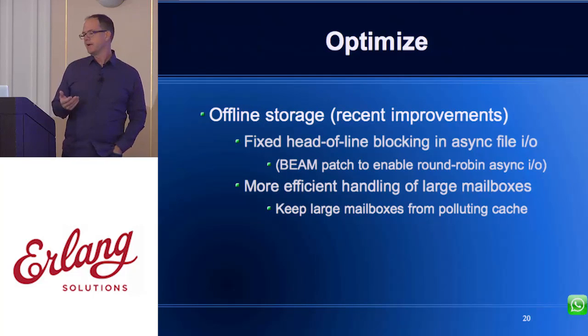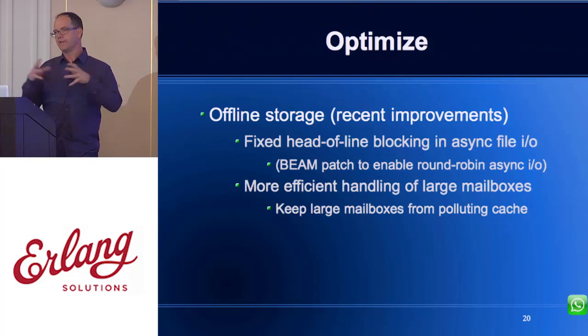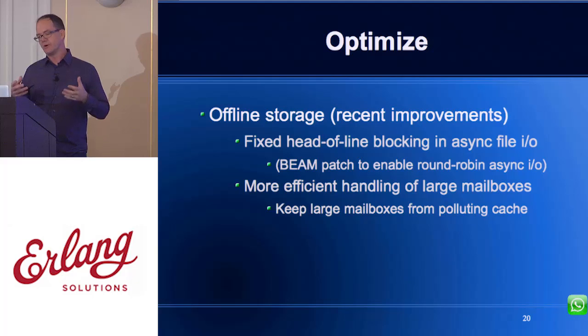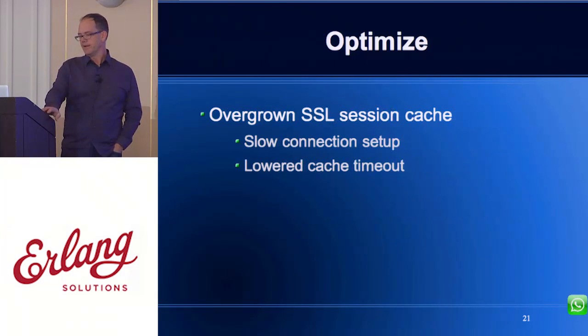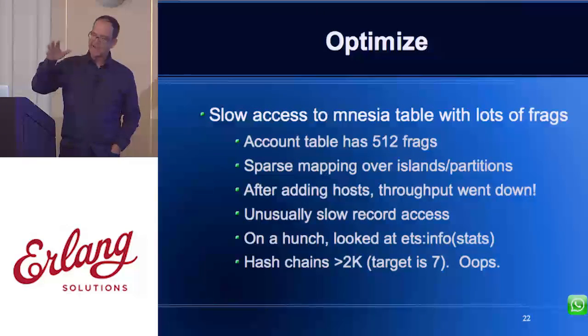And finally, we got better at handling large mailboxes. We found that very large mailboxes, people who are in a tremendous amount of groups and are getting thousands of messages per hour, were polluting the cache and really slowing things down. So by evicting and keeping large mailboxes out of the cache, it greatly enhanced the performance of that system.